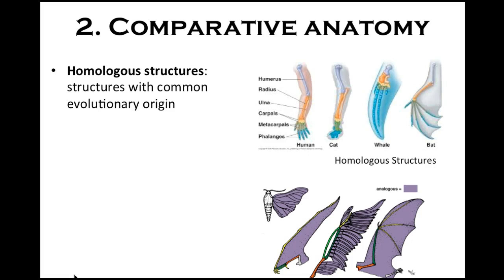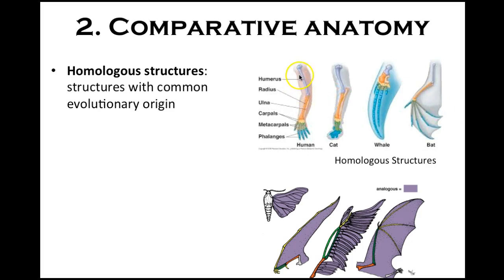Homologous structures are structures that have a common evolutionary origin. So if you look in this picture over here, if you follow my mouse, here we have four examples of homologous structures. We have bats, whales, cats, and humans. Now on the outside, they all are very different, right? So a human has an arm to grasp things, a cat walks on its feet, a whale swims, and a bat flies. So the function of homologous structures is often very different.